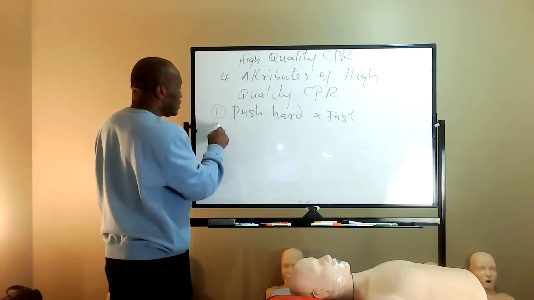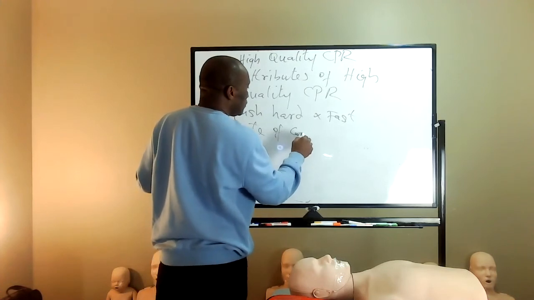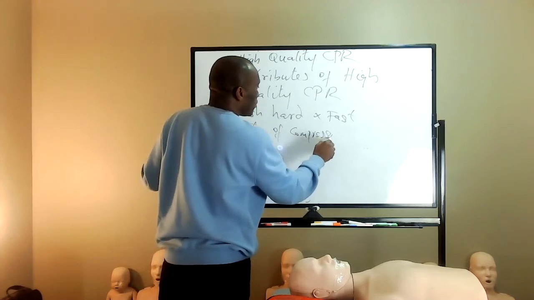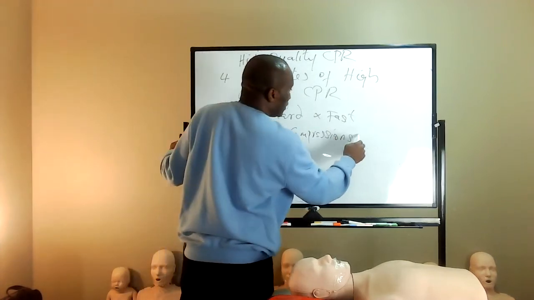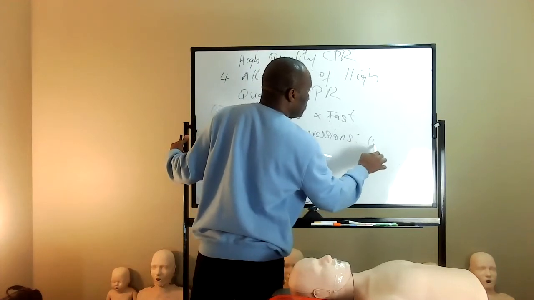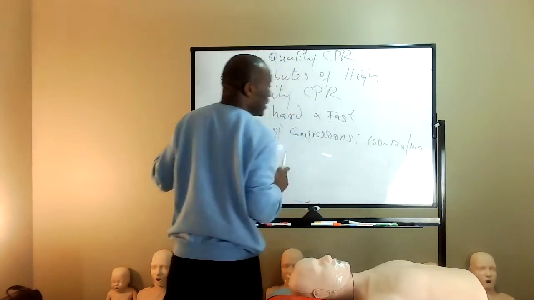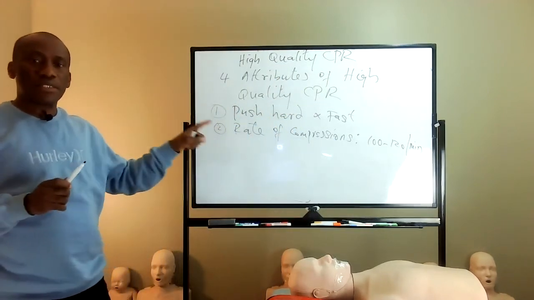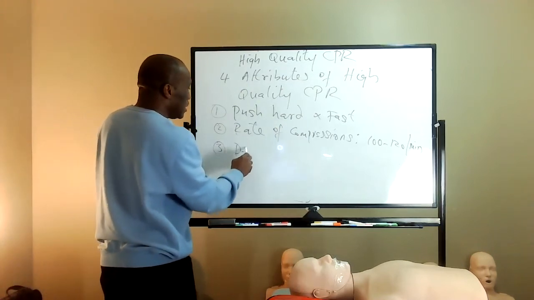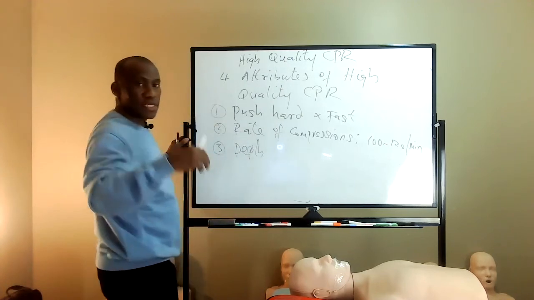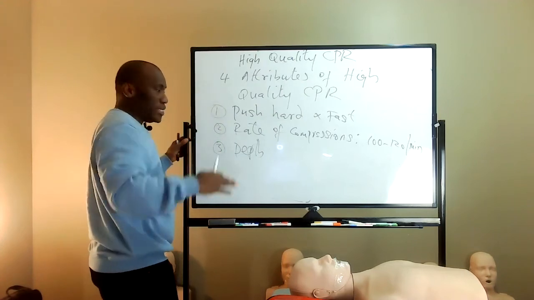Okay, so number 2 is rate of compressions. Rate means how many compressions you are expected to put in 1 minute. And the expected rate is between 100 and 120 in 1 minute. So this is the rate. Anything short of that is no longer high quality CPR. Now, number 3 is depth. How deep are you expected to compress? Remember, you're pushing hard. So how deep?